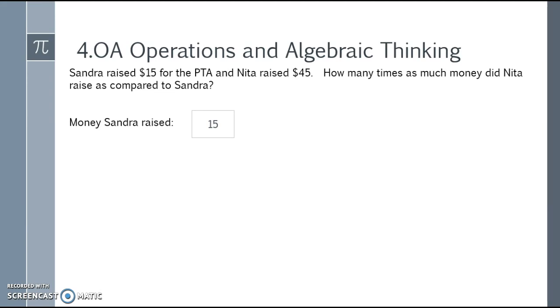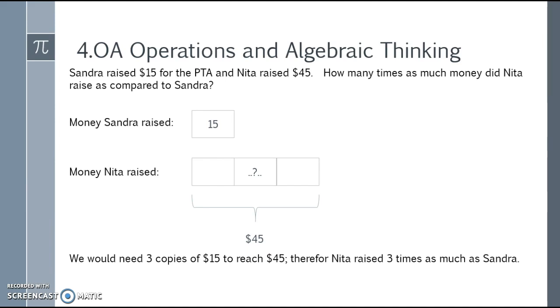So the money that Sandra raised was $15. We know that Nita raised 45 altogether. But how many of those 15 will fit into the total of 45? Well, we would need 3 copies of 15 to reach $45. Therefore, Nita raised 3 times as much money as Sandra.